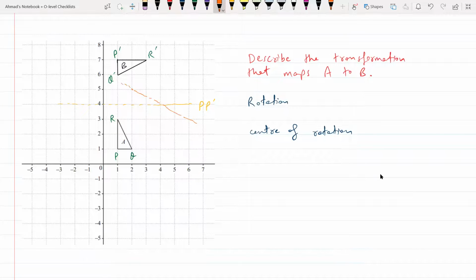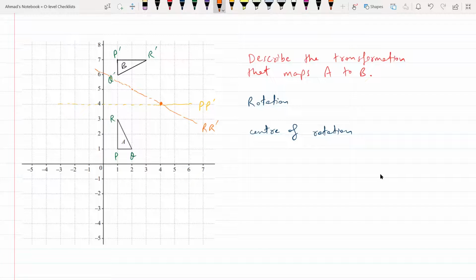ये आपने R dash का perpendicular bisector बना लिया. ठीक है, you know how to draw perpendicular bisectors using a compass. जहां पे intersect कर रहे होंगे, that is your center of rotation. Okay, so this here is your center of rotation. आप verify कर सकते हो.